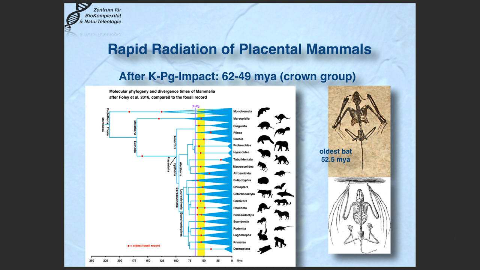And you see here the red dots are the actual oldest fossil finds. You find them all in this yellow region, in this short period in the Paleogene, and none of it where they should be according to the molecular clock dating of the branching events. And when they appear, they appear with their distinctive body plans.